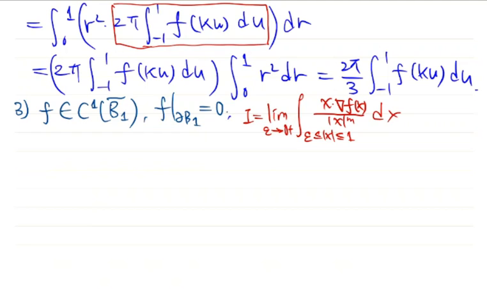So how to do this? This is the ball, and this is epsilon. So this integral is over this region, bounded by these two spheres. This is the integral domain of the integral we want to compute. So how to compute this integral? Consider this integral.